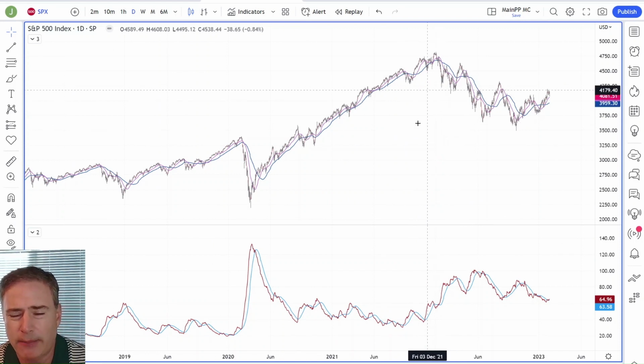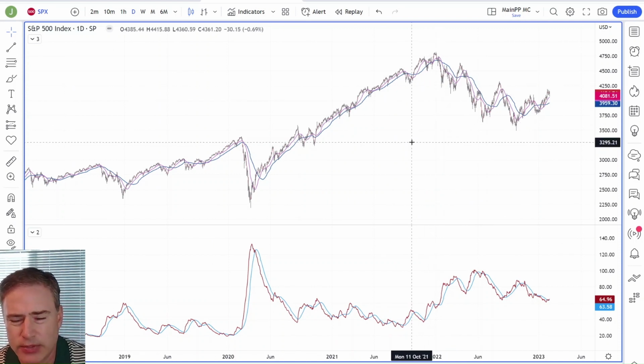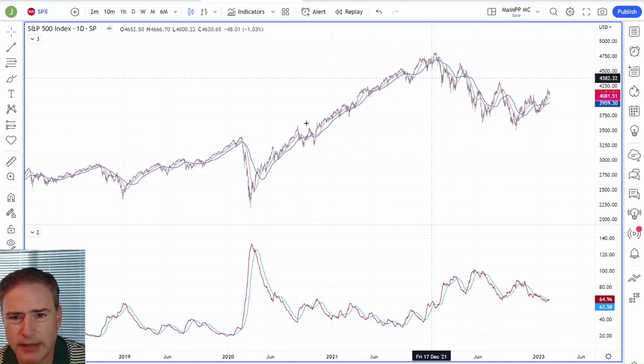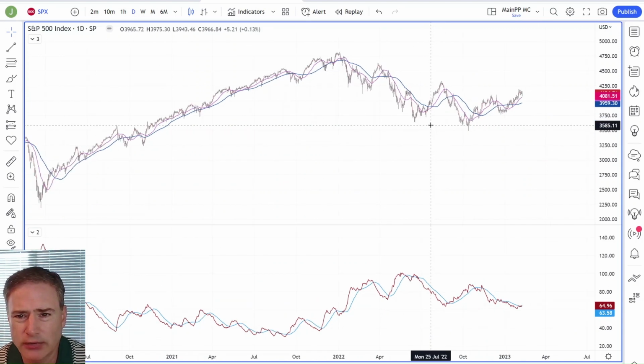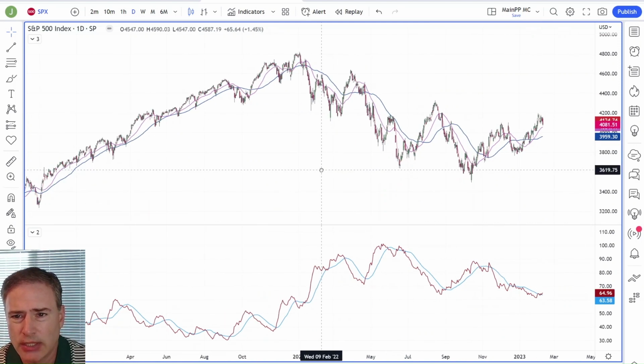I use it for stop placement, as I said, or at least to help with stop placement. And that's a part of my course as well. And because I'm using it for stop placement, it also helps with targets. So use the stock's own volatility to your advantage.